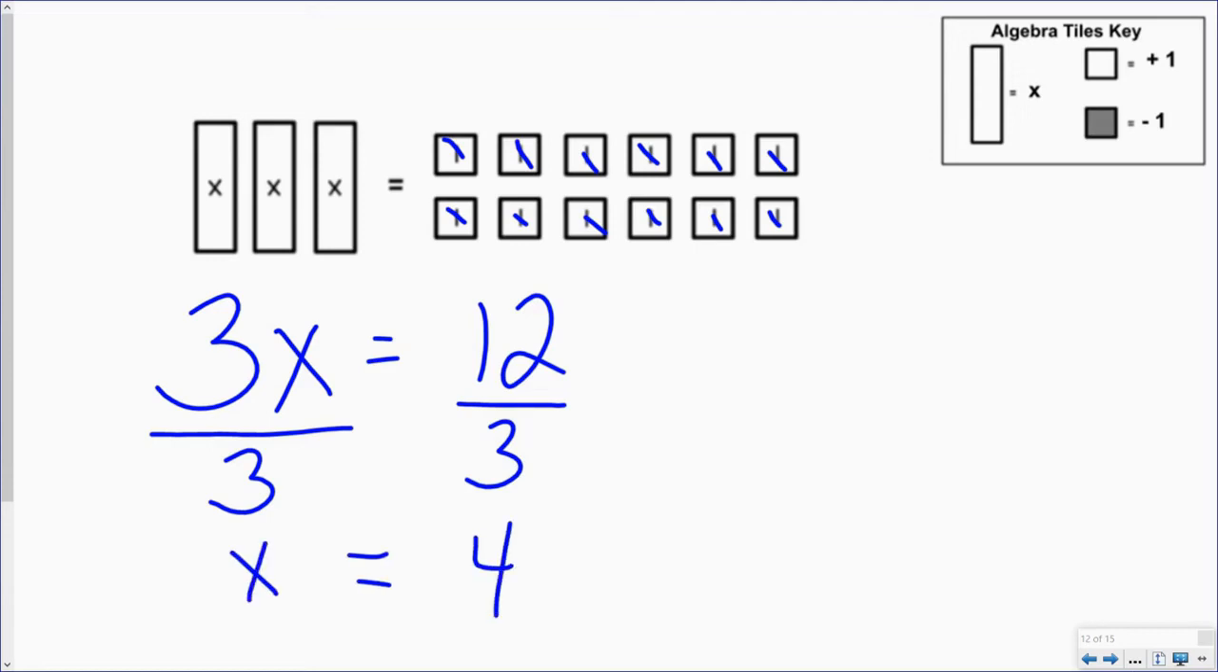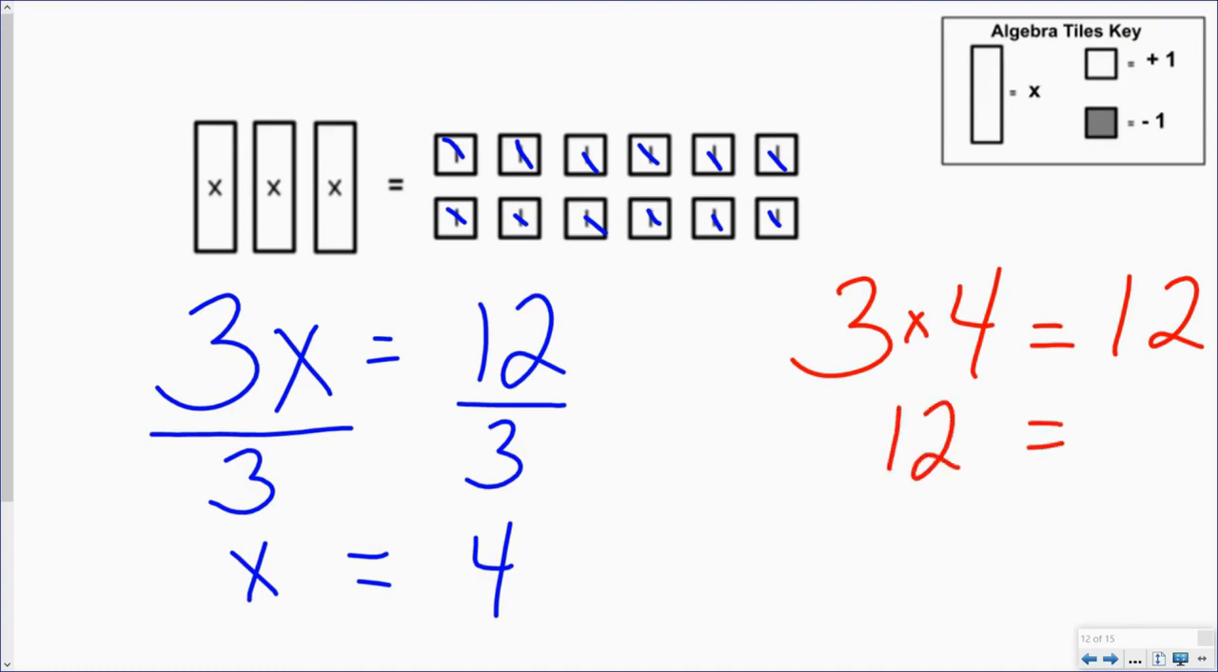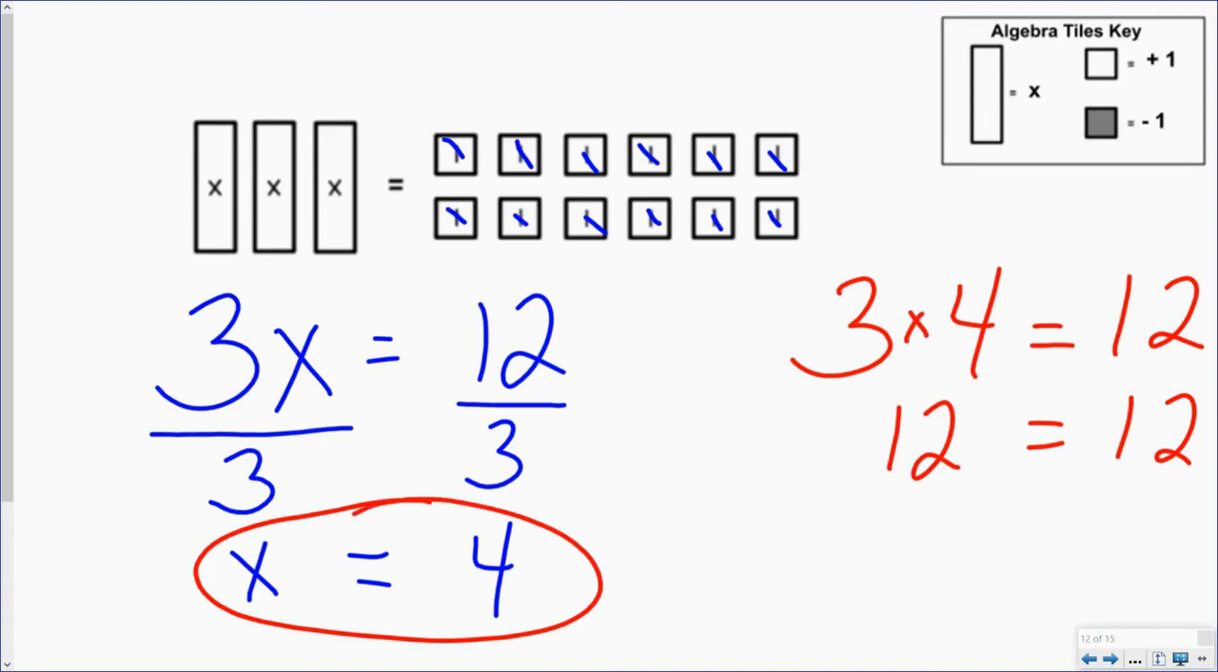And x is going to equal 4. So again, I'm going to come over to the other side. And I'm going to substitute 4 in. So 3 multiplied by 4, 12. 3 times 4 is 12. That is the same as 12. So I know that this is correct.